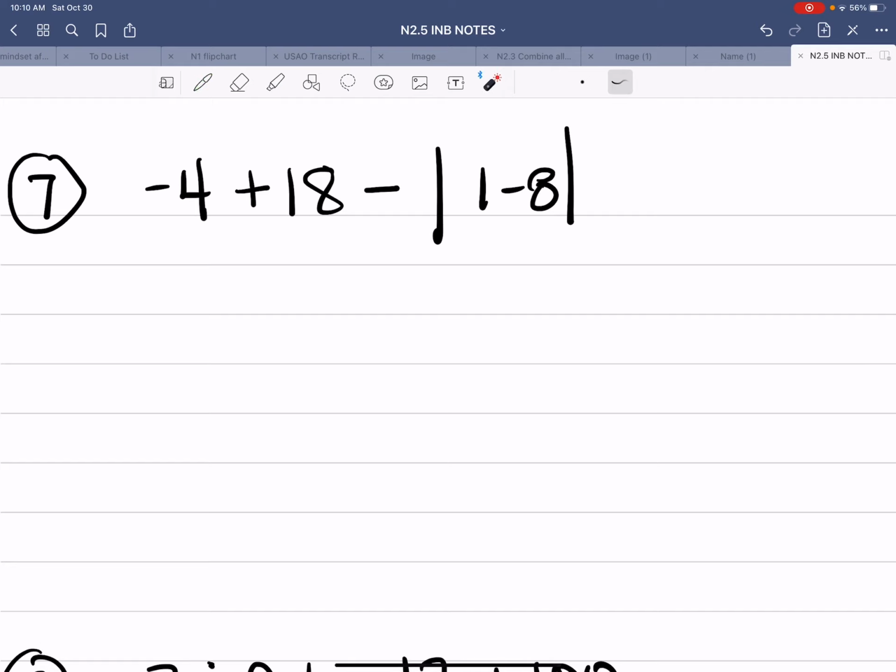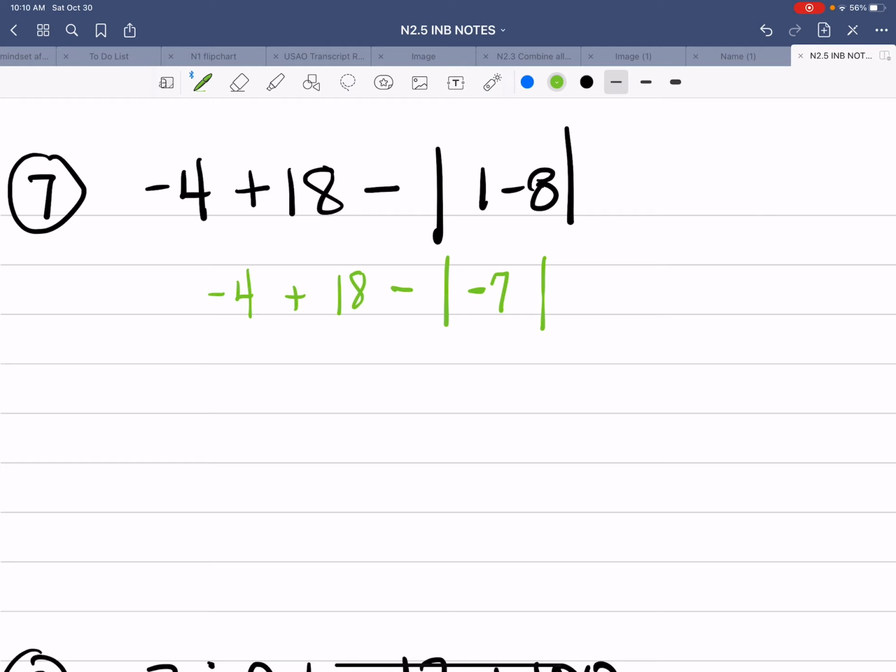I need to treat my absolute value as parentheses. So I'm going to do that first, and I'm going to leave my absolute value bars. But when I say 1 minus 8, I know I'm going to get a negative 7. I'm taking a moment to write the rest of my problem.